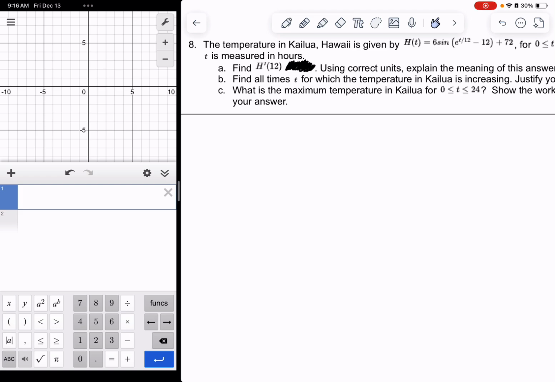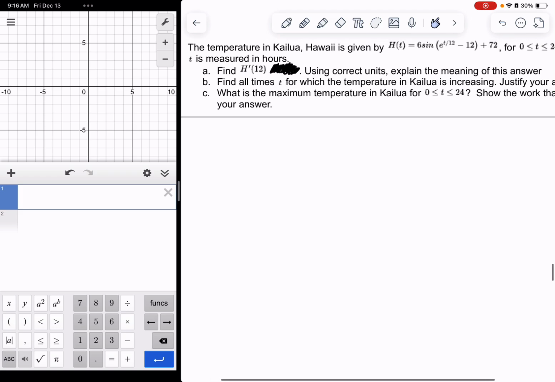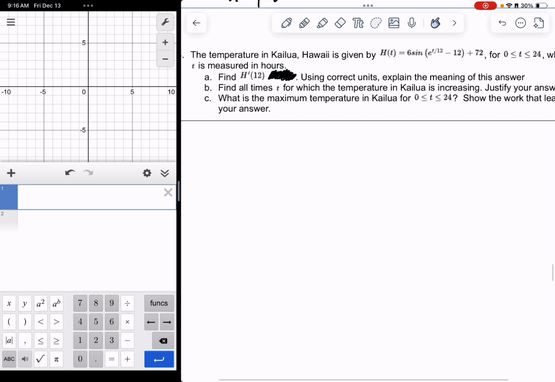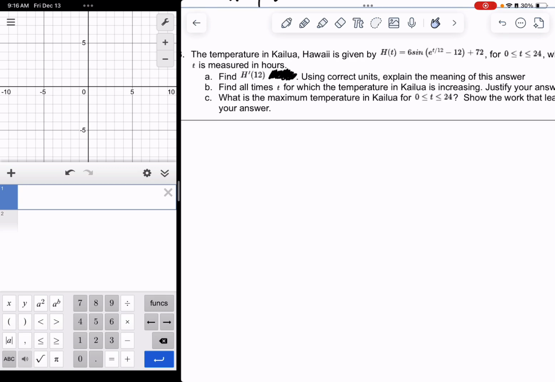All right, students, we're going to be looking at another of these free response questions that has to do with rates and interpreting those rates with some extrema as well. So the first thing we see is that we have a temperature in Kailua. So one of our main things to note is that we have temperature, so our units would be in degrees. And we'll say it's degrees Fahrenheit because it's in Hawaii.